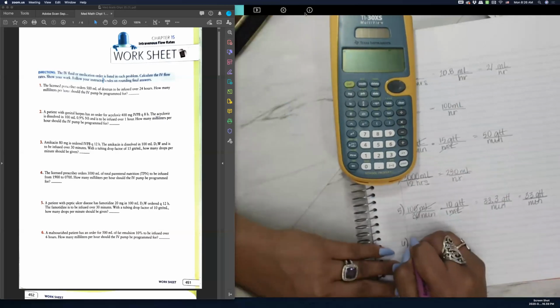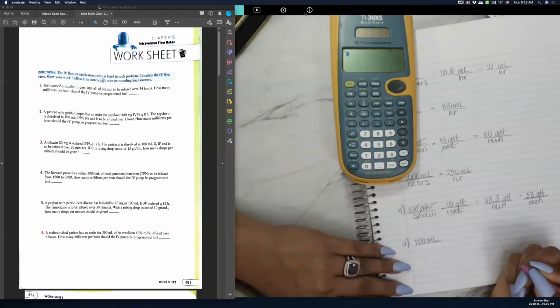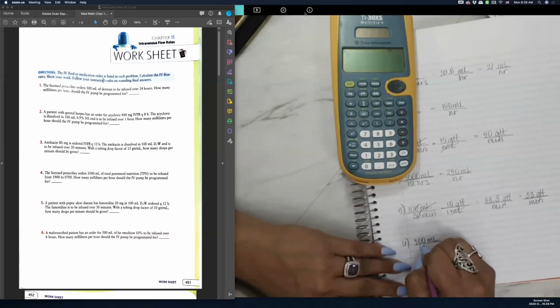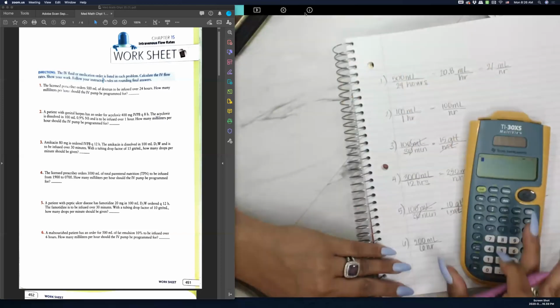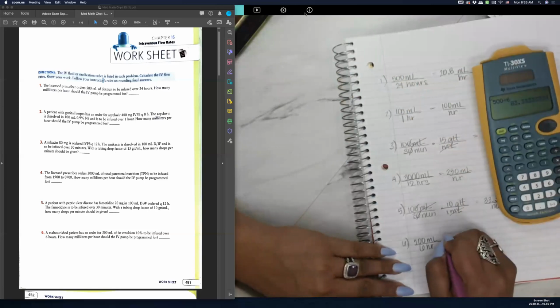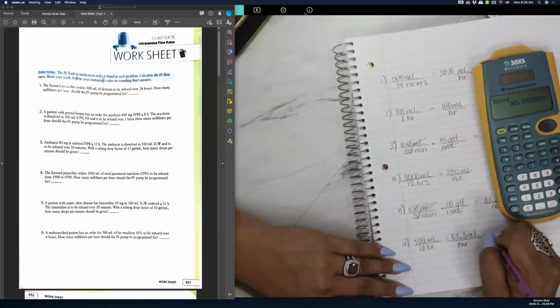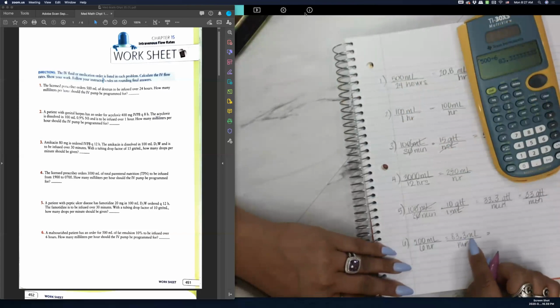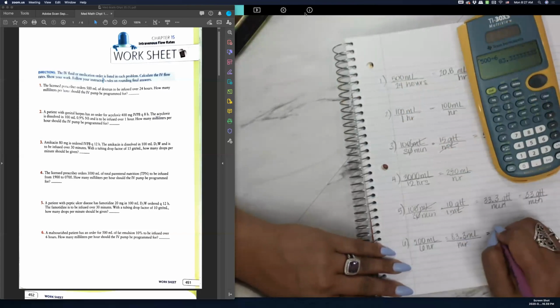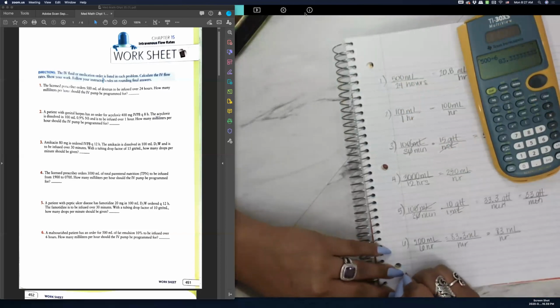Okay, so again, the volume is 500 milliliters. The time for infusion is 6 hours. So we're going to take 500 divided by 6. And that's going to give us 83.3 milliliters per hour. And we're going to go ahead, follow our rounding rules, and round down to 83 milliliters per hour.